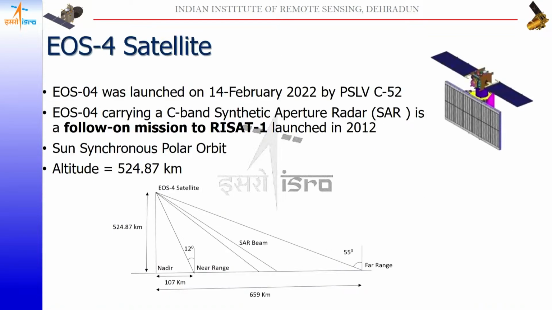Now I will briefly tell you about our satellite, which is called the RISAT-4 satellite, which was launched on 14 February 2022 by PSLV-C52. It is a C-band synthetic aperture radar and a follow-on mission of RISAT-1. Earlier our satellite was RISAT-1, which was launched in 2012, and this is its follow-on mission, an Earth observation SAR satellite. The altitude is around 524.87 kilometers.